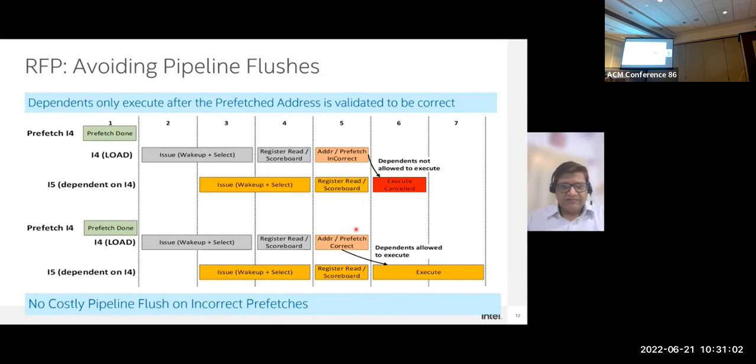Further, the lower pipeline schedule shows a similar case where in cycle 5, the demand load address is computed. We find that the prefetching was correct. In these cases, the speculative issue of the load dependent continues. This allows the dependent to execute with the correct prefetched value, which was already available in the register file because of the earlier prefetch. Overall, we see that there are no costly pipeline flushes with RFP. Thus, we can make it very aggressive and increase coverage.